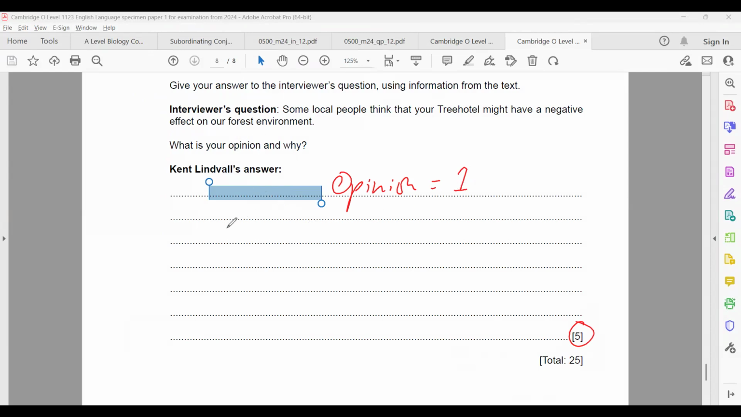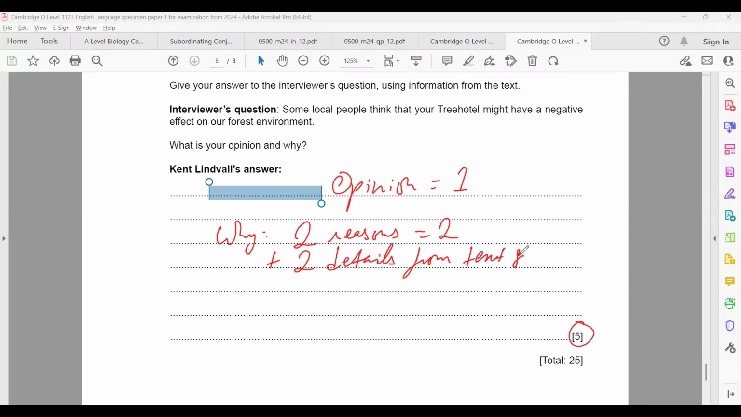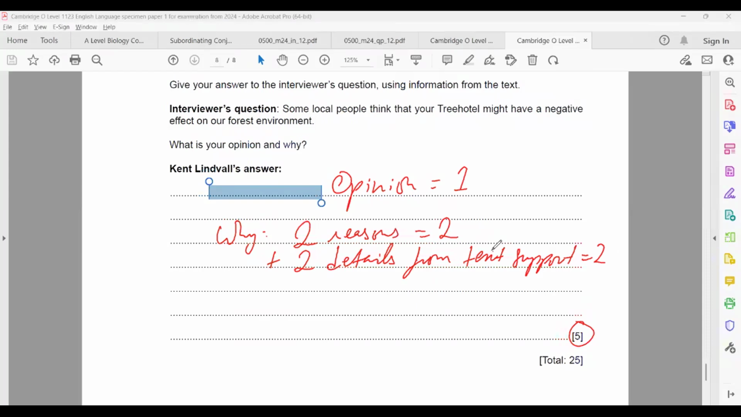And then why, right? For the why, you need 2 reasons, that will give you 2 marks, plus, as in the comprehension, 2 details from the text for support. And that will give you two marks. So that's how the 5 marks works. And so you get this from the text, you figure this out, right? And also this, and we're done with the reading paper.